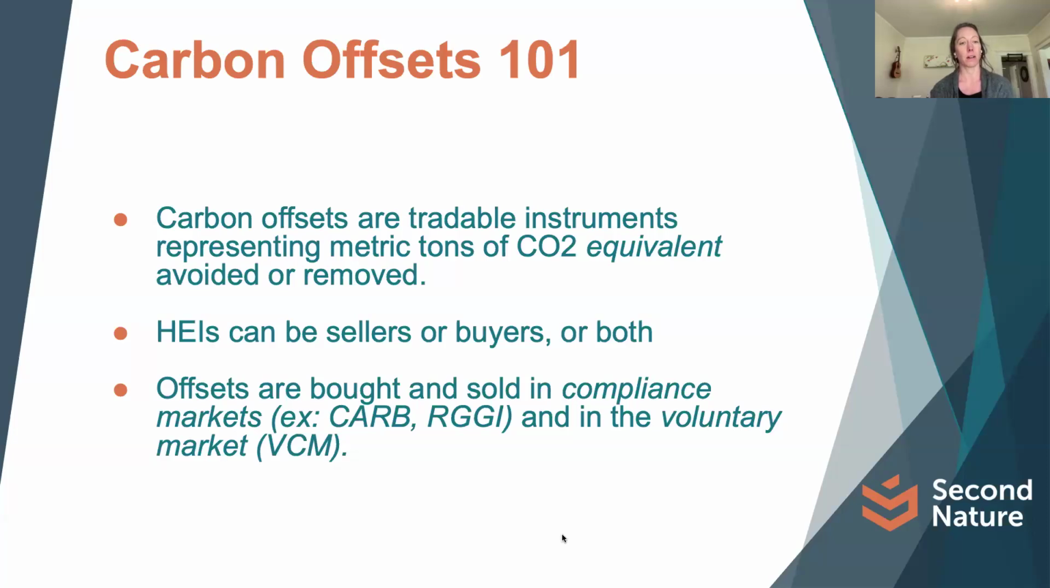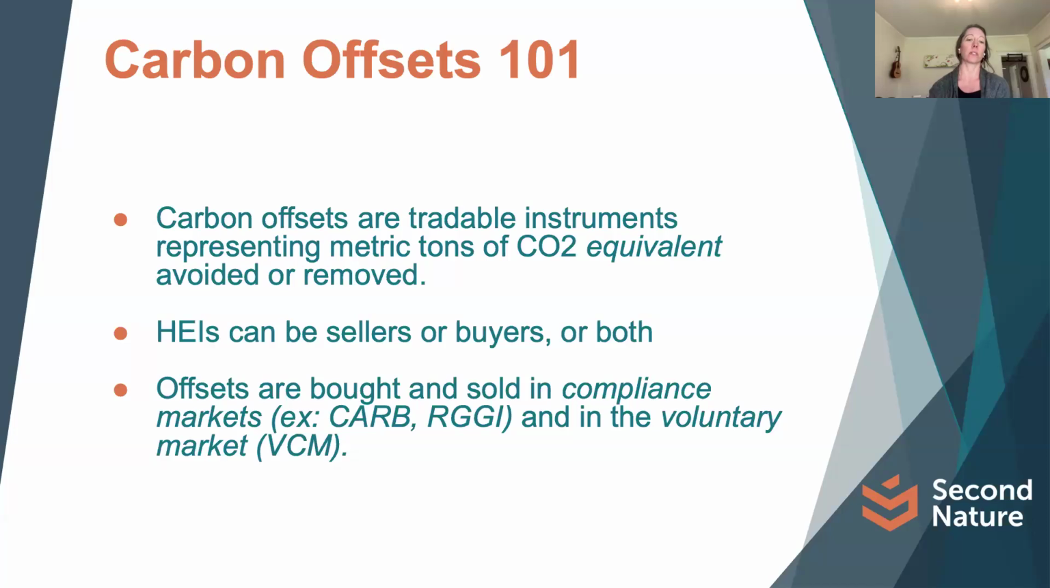So to be very clear, carbon offsets are tradable instruments that represent metric tons of carbon dioxide equivalent, either avoided or removed. And so to be super specific, they are a funding mechanism for climate mitigation. And we'll get into how that kind of works in the next slide. But basically, presently, they are one of the only funding mechanisms for trying to finance climate mitigation. However, they are heavily flawed, which I'm sure we'll also get into.